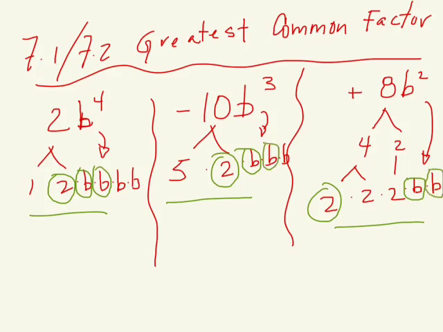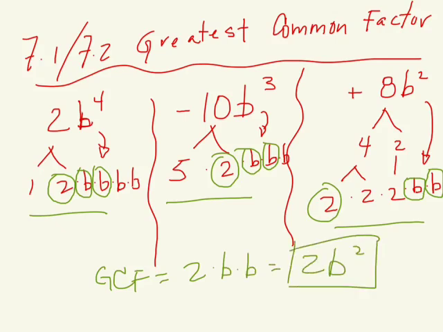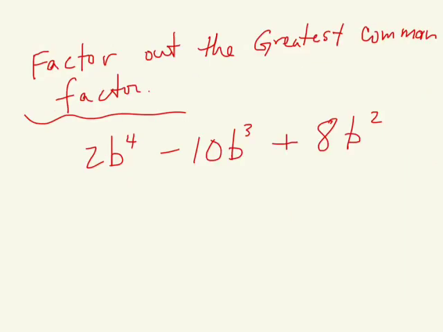So really, and remember, greatest common factor, we just looked at one tree and we said, hey, the greatest common factor is 2 times b, which is 2b squared. If you're looking for greatest common factor, you're just seeing what number can come out of these 3 numbers and what variable can come out of these 3 variable types. Okay, so let's take a look at what we're doing. So here you go, factor out the greatest common factor.